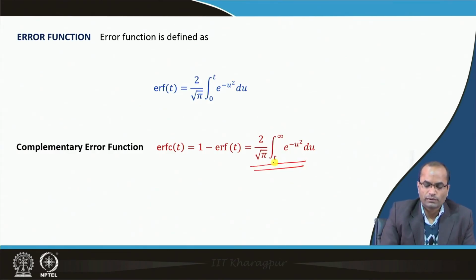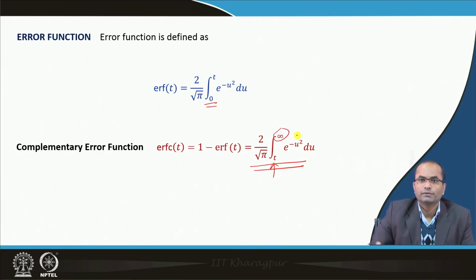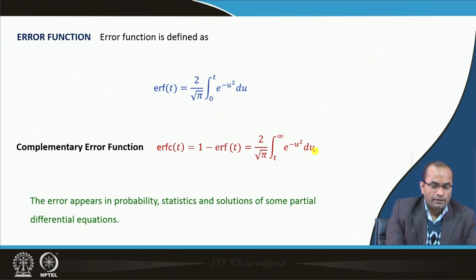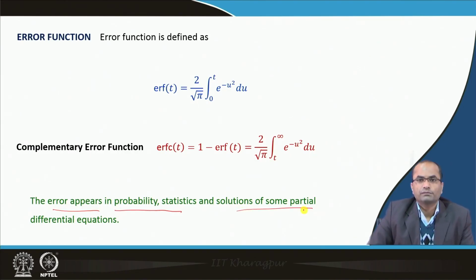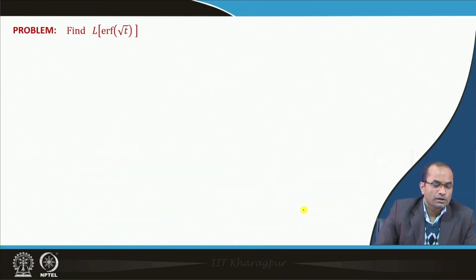So, 2 over square root pi and then this t to infinity. So, in the error function we have 0 to t, and here instead we have the complementary part. So, t to infinity e power minus u square du. And as I said before, the error function appears in probability and statistics, and also in the solution of some partial differential equations, which we may observe in later lectures.